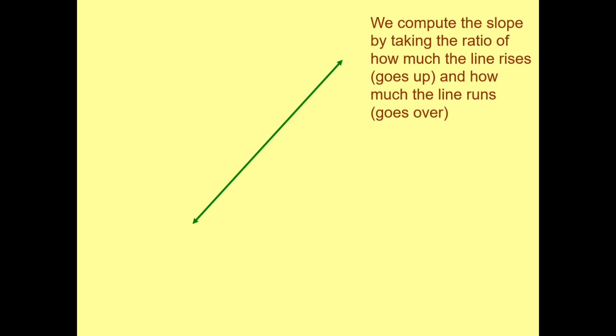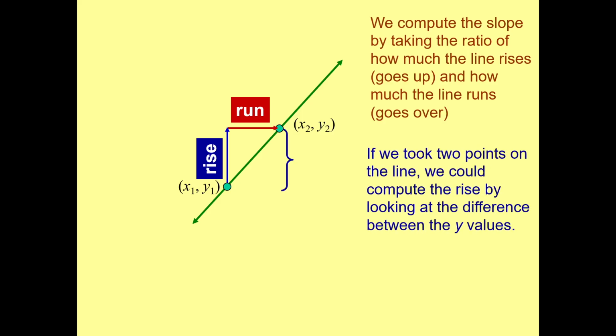We compute the slope by taking the ratio of how much the line rises, goes up, and how much the line runs, goes over. Rise over run. See there the ordered pairs. Rise over run. We took 2 points on the line.